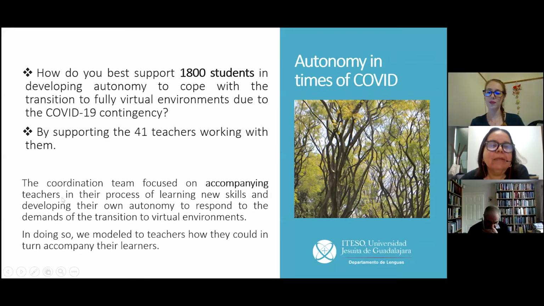So basically what happened was we were focusing on accompanying these teachers in their process. Just like Anja was just explaining now, for most of them, or for many of them, having to deal with a virtual environment meant having to learn new skills and face fears and everything that we all went through in this situation.